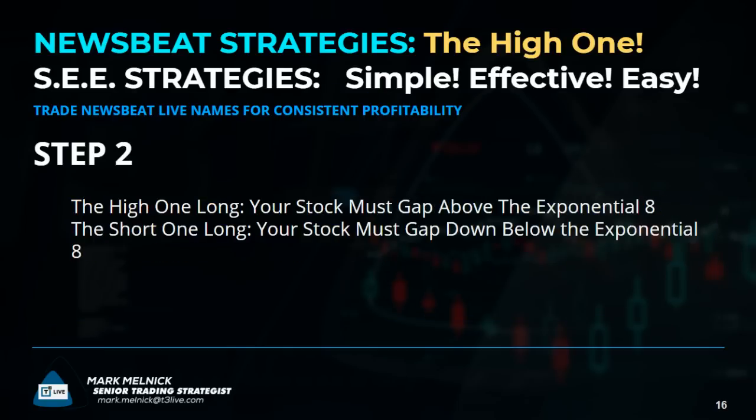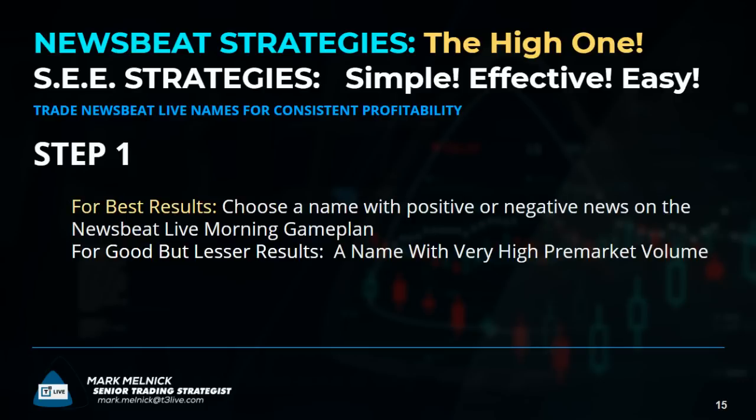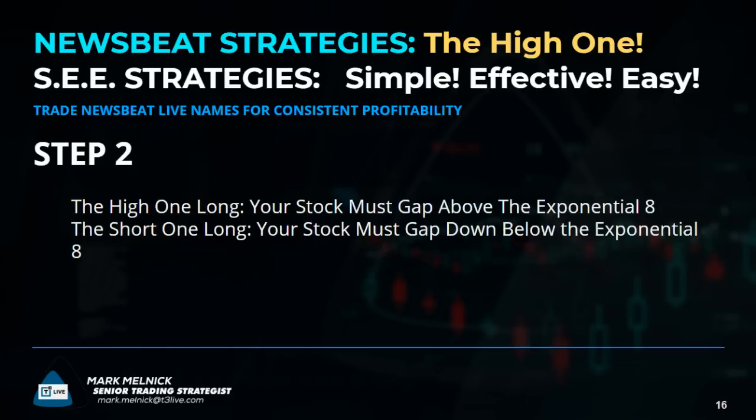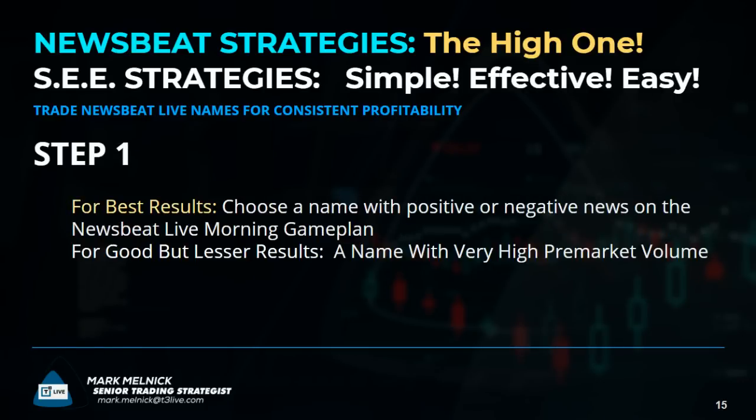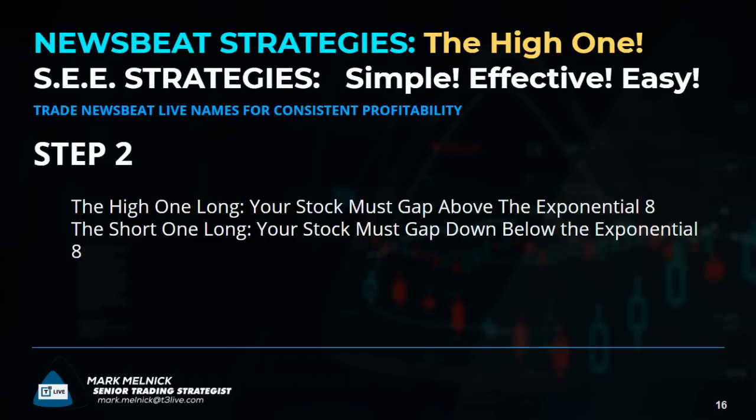Step two, there's a high one and a short one. Your stock must gap above the exponential 8 on the 1 minute chart for the high one, or below the 1 minute exponential 8 on the short one. I got that covered for you too. Again, 99.99999% of the times, the names I'm giving you in the morning already have step one and step two. So generally speaking, you don't even have to worry about these two things if you're in the room. I got them covered for you.